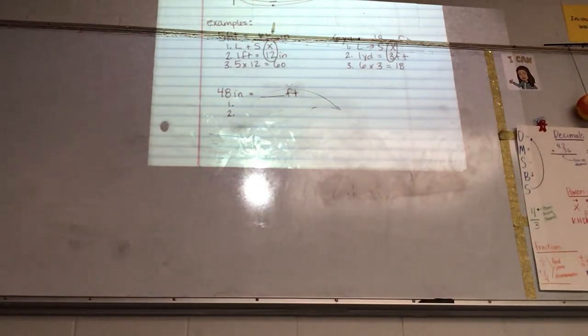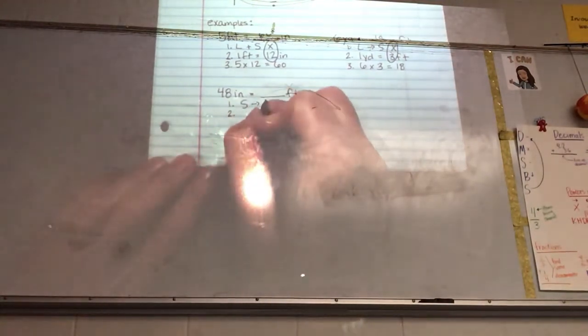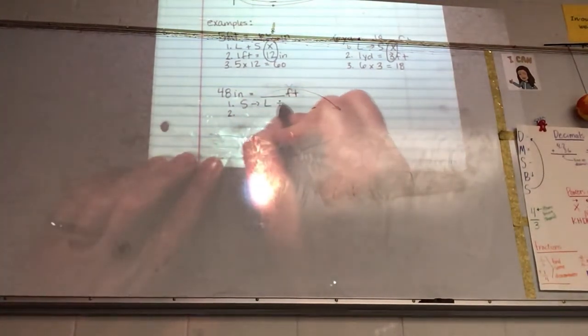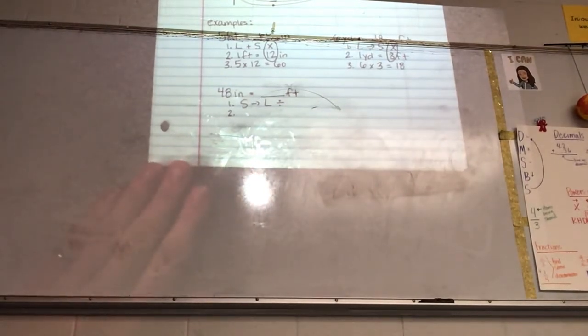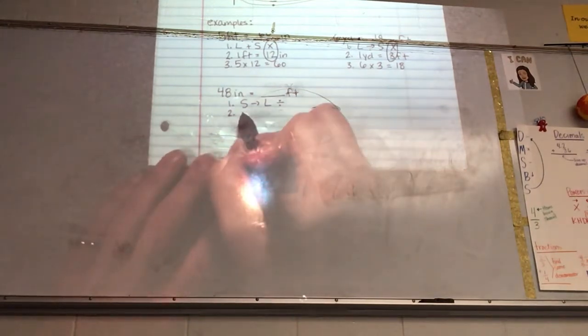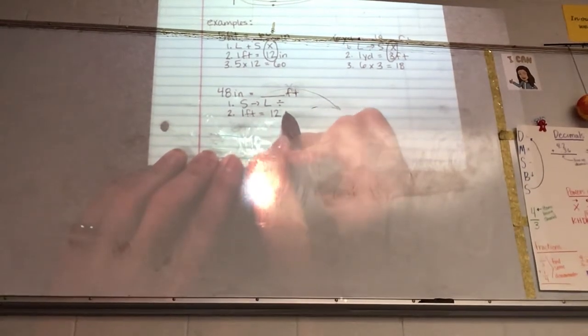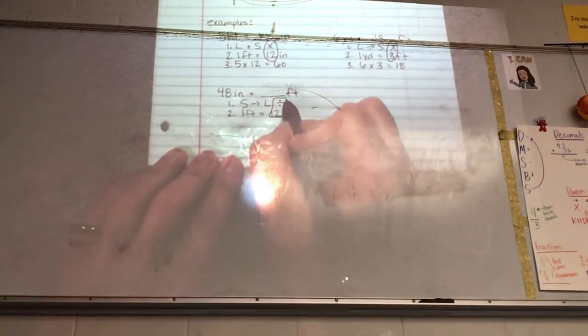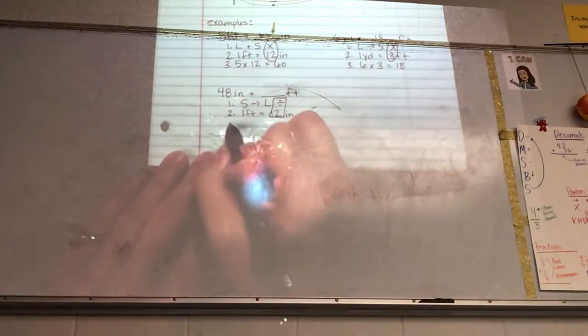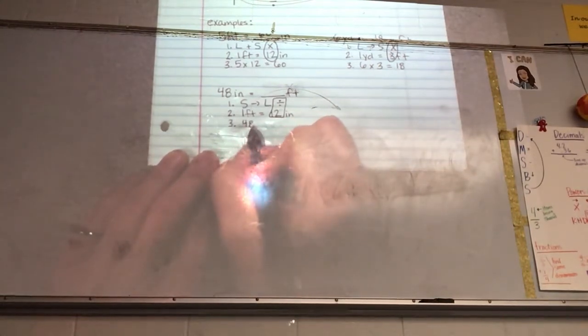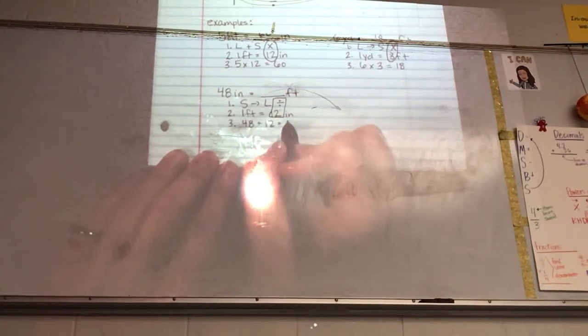All right, Olivia, are we going from a small unit to a large, or from a large unit to a small? Small unit to large. Small to large, which means we divide. Okay, and tell me, Laura, what do I know about inches and feet? 1 foot equals 12 inches. I know that I'm dividing by 12. And Griff, what is my answer? 48 divided by 12 is 4 feet.